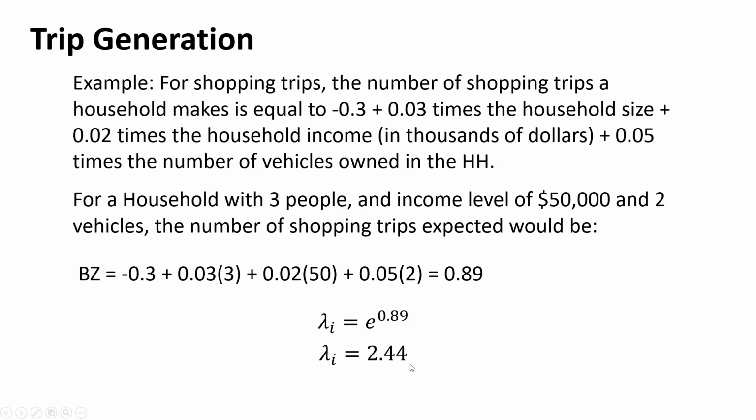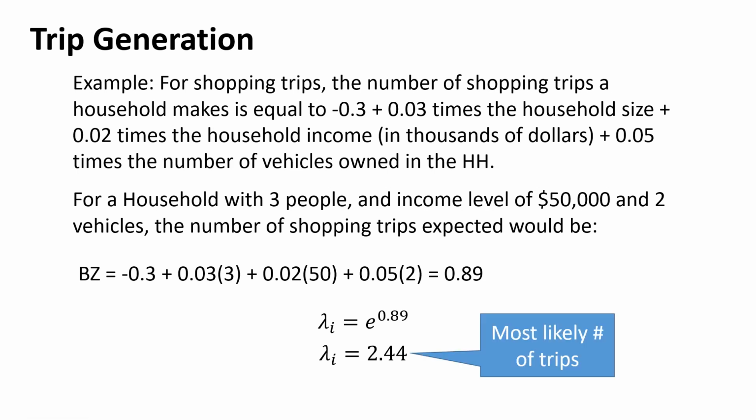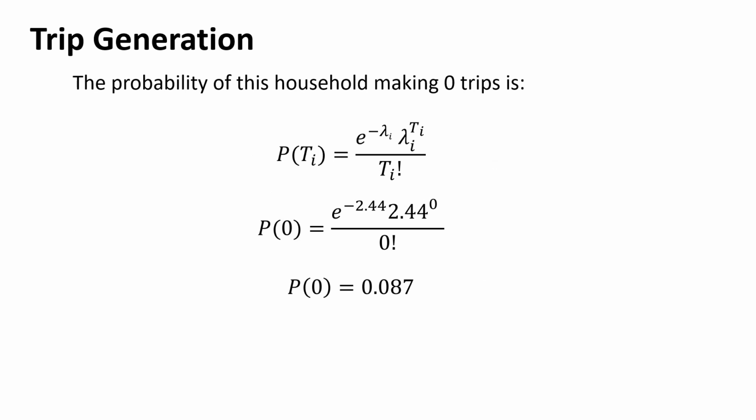Or, in the way we talked about the Poisson function previously, we'd say this is the average expected value. We expect the average household to take 2.44 trips per day. We can also call it the expected value is 2.44 trips per day for shopping from a household this size. So that's our most likely number of trips, 2.44. That's the expected value. But just like before, we can now plug this into the Poisson distribution as formulated.